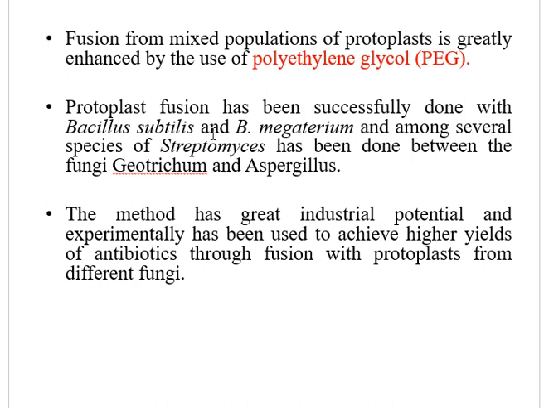Protoplast fusion has been successfully done with Bacillus subtilis, Bacillus megaterium, and among several species of Streptomyces, and between the fungi Geotrichum and Aspergillus. So protoplast fusion is not a new technique. It has been widely used in many industrial processes for the strain improvement to get better results. The method has great industrial potential and experimentally has been used to achieve higher yield of antibiotics through fusion with protoplasts from different fungi. So this is overall a brief overview about protoplast fusion.